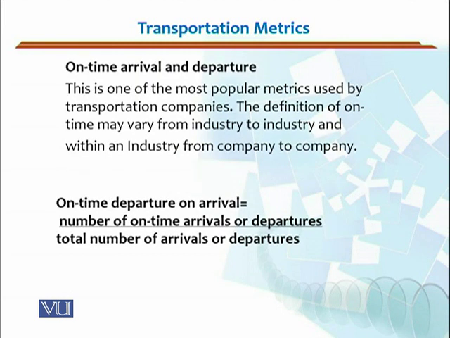Then we have on-time arrival and departure. This is one of the most popular metrics used by transportation companies. The definition of on-time may vary from industry to industry and within an industry from company to company. It may vary depending on what your on-time definition is. On-time departure or arrival is calculated as the number of on-time arrivals or departures divided by total number of arrivals or departures.